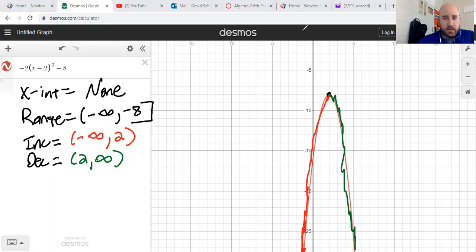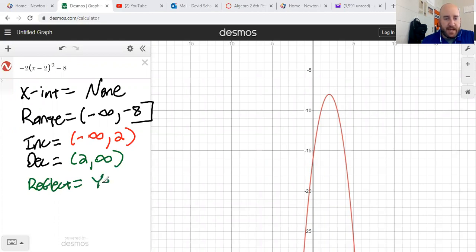What else? The transformation. So still a shift, 2 to the right, 8 down. My vertex is still there. So for reflection, I would put yes because it flipped upside down. For my stretch or shrink, if it's greater than 1, it's a stretch. If it's less than 1, shrink. So I would put stretch.